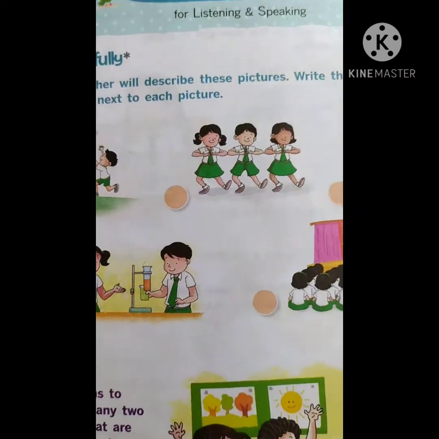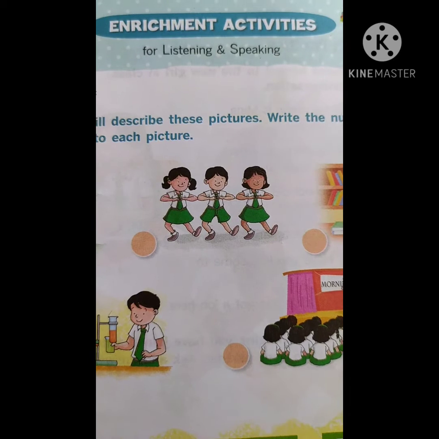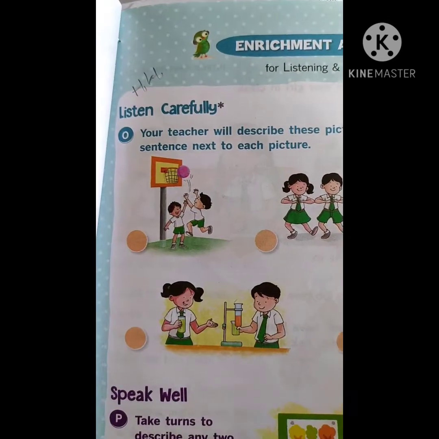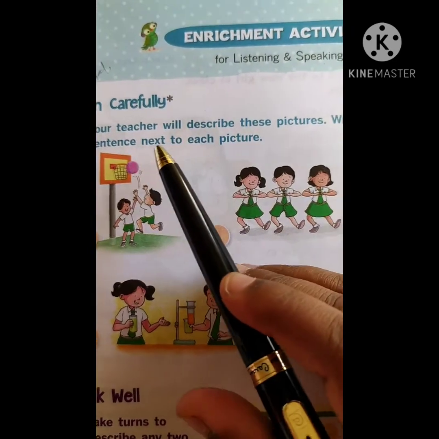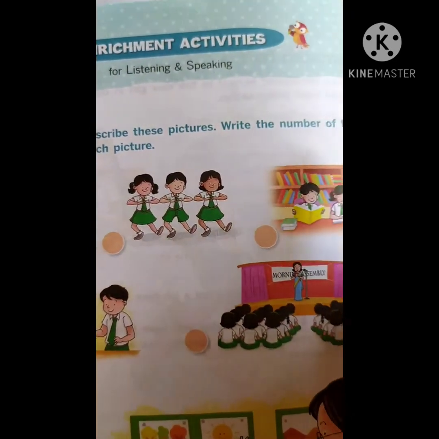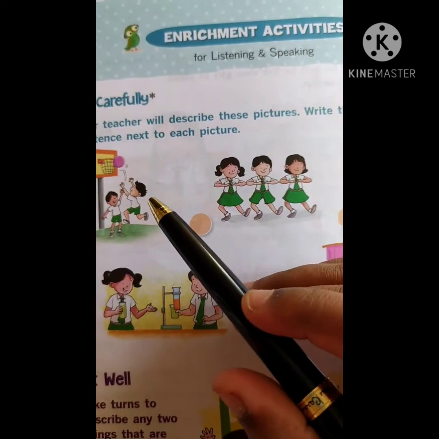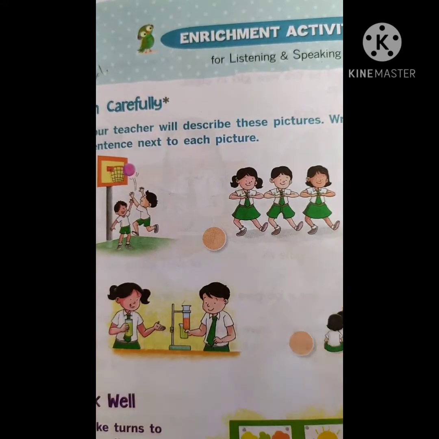Okay, now this one is enrichment activities for listening and speaking. Listen carefully, you have to do this homework. Okay children, your teacher will describe this picture. Write the number of the sentence next to each picture.